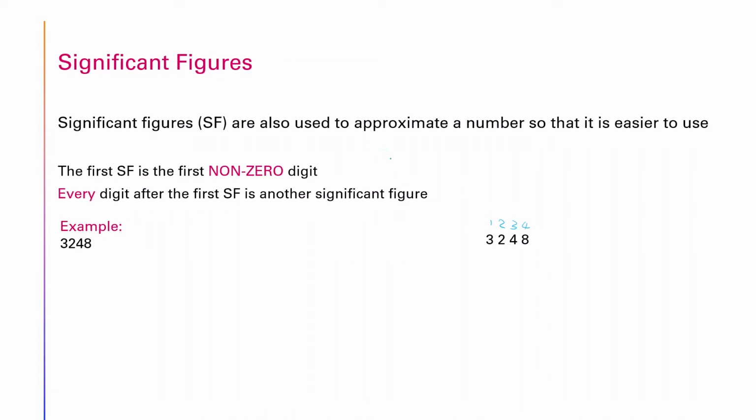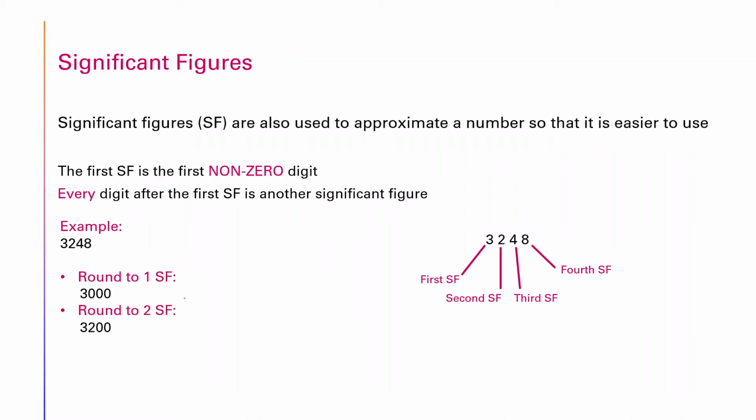So if we were rounding to the first significant figure, 3 would be the number we would be changing. Now the number to the right of 3 is a 2, and we know that numbers 0 to 4 are rounded down. So our answer would be 3000. Now to round to the second significant figure, we would be changing the number 2. Now the number to the right of 2 is a 4, and we know that numbers 0 to 4 are rounded down. So our answer would be 3200.